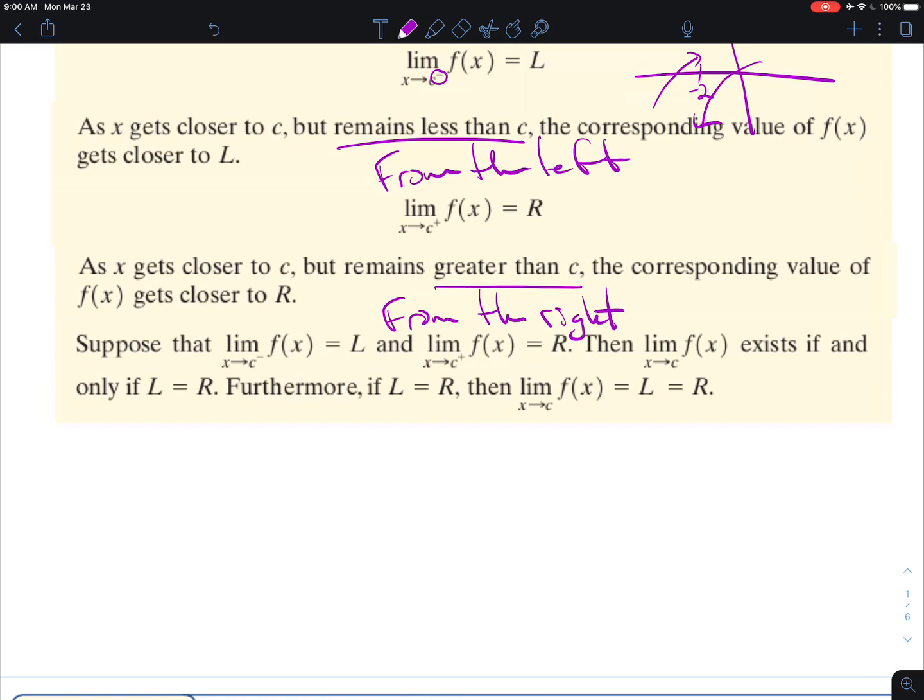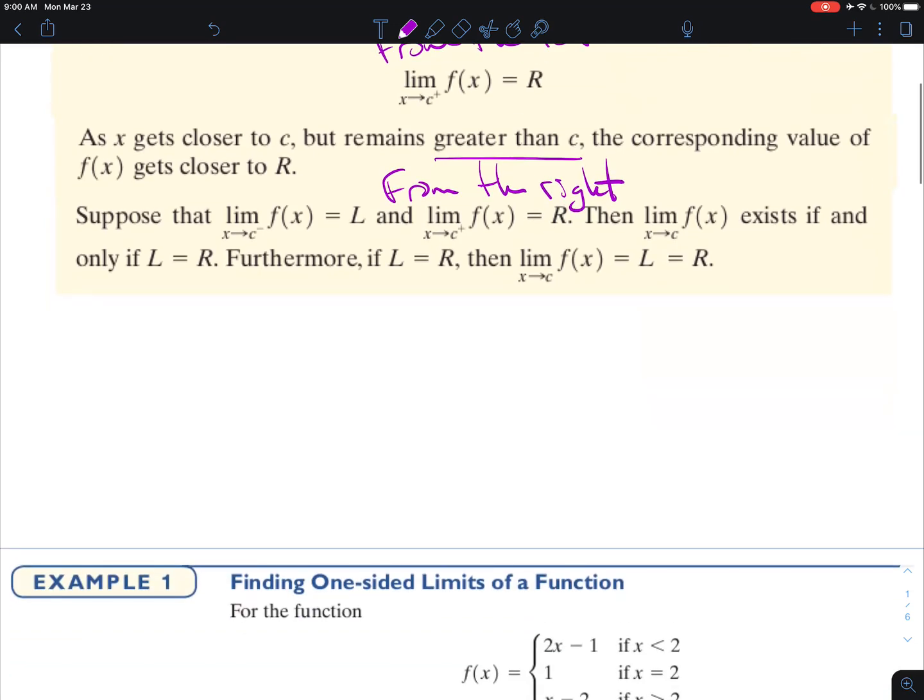The corresponding value of f of x goes closer to r, some other number. Now, if the limit as x approaches c from the left of f of x equals a number L, and the limit as x approaches c from the right is r, then we would say that the limit exists if and only if L equals r, meaning that these two numbers are the same. That's how you know the limit exists. Remember that the point f of c does not need to exist. But as long as from the left and from the right your graph is headed toward the same number, in this case L equals r, that's when we would say that the limit exists.